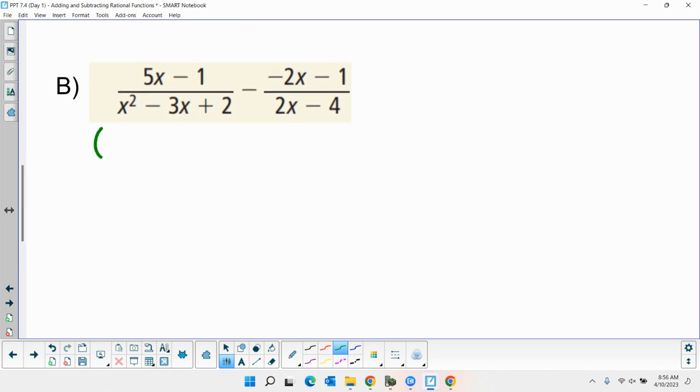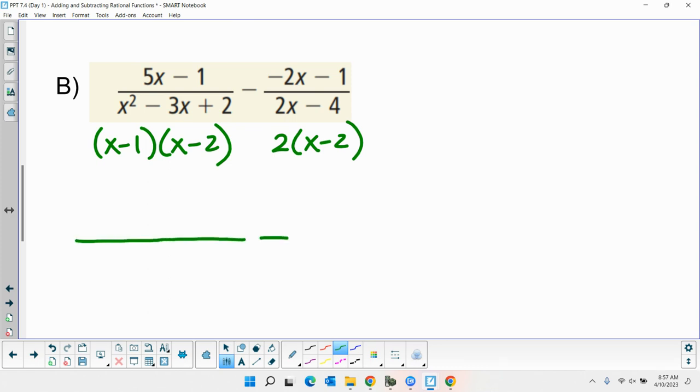Okay, so again, I'm going to factor. There's only denominators, okay? So x minus 1 and x minus 2 gives me that trinomial. Negative 1 times negative 2 is the positive 2. Negative 1 plus negative 2 is the negative 3. I got a GCF of 2. Divide 2x by 2, I get x. Negative 4 divided by 2, I get negative 2. So, Brett, what's my common denominator?